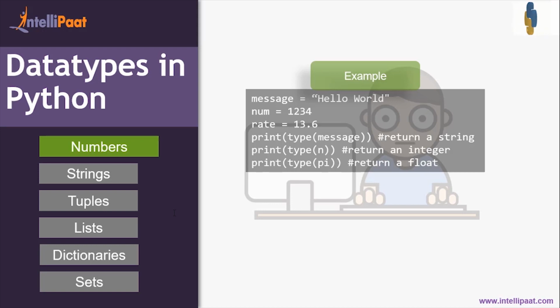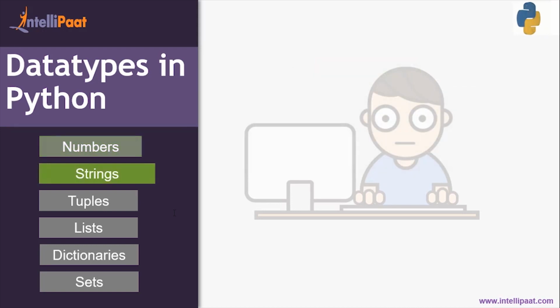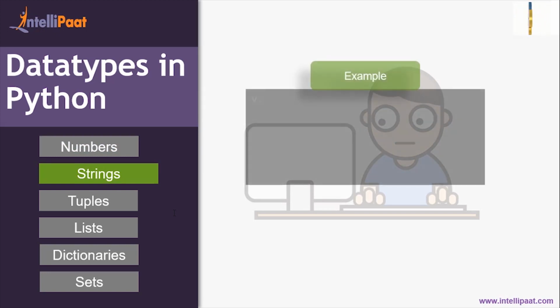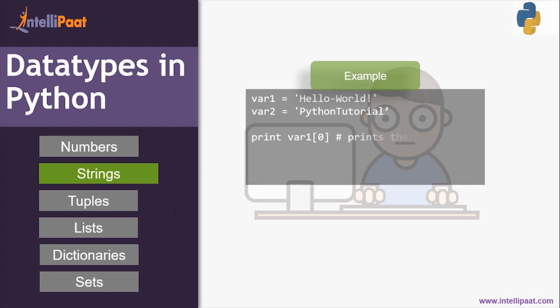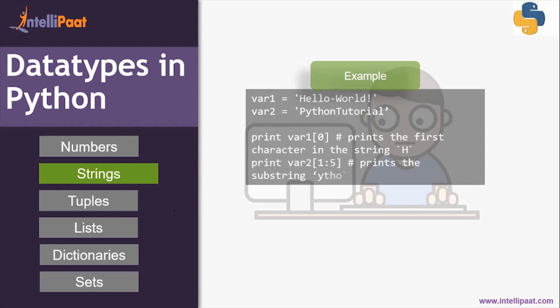So this was about the numbers. Next is strings. Anything which is written under single or double quotes is treated as a string. Alright, let's perform some operations on strings and understand them in detail.